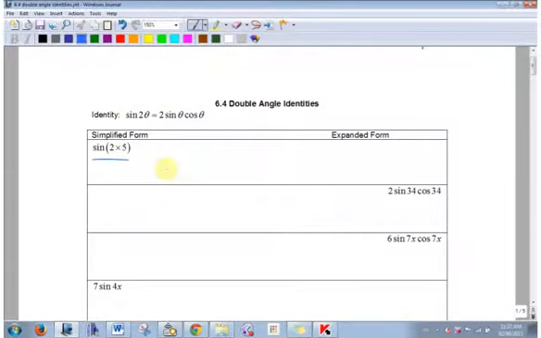So, if you get that, what do you do? That simplified form, how do I make it look like this? There's the 2, so here, theta is the 5, right? Okay, so I can write this in this form, 2 sine theta cos theta. That's as easy as they're going to get.